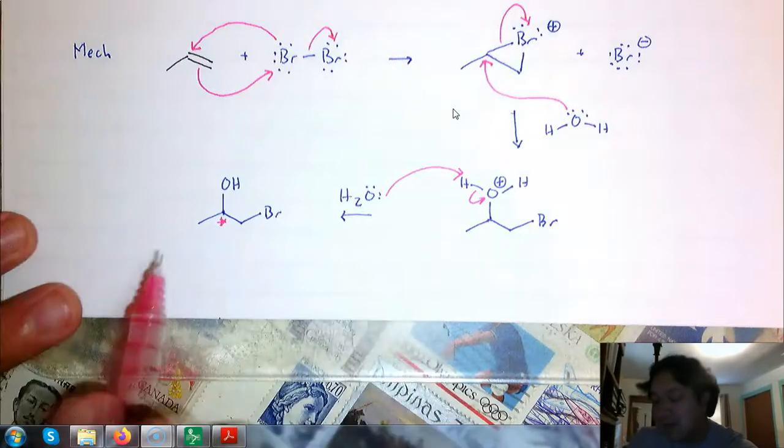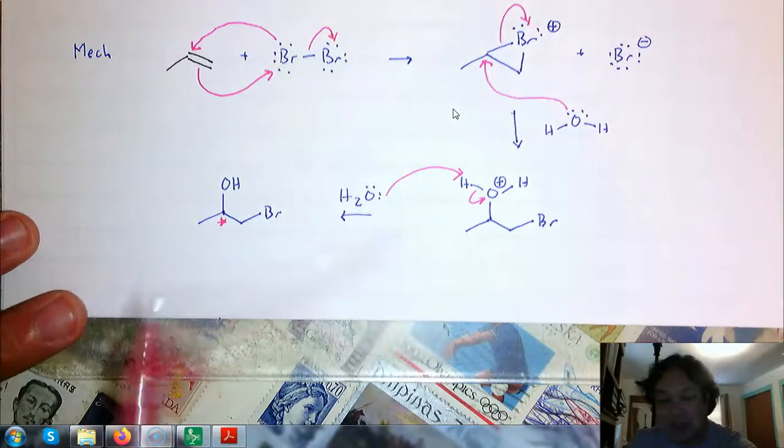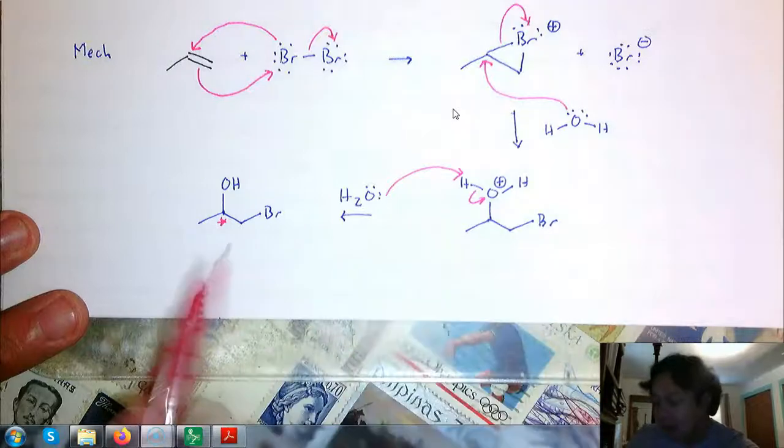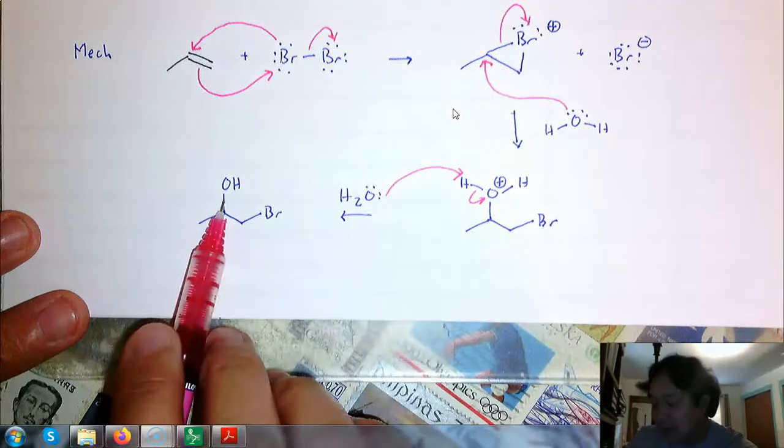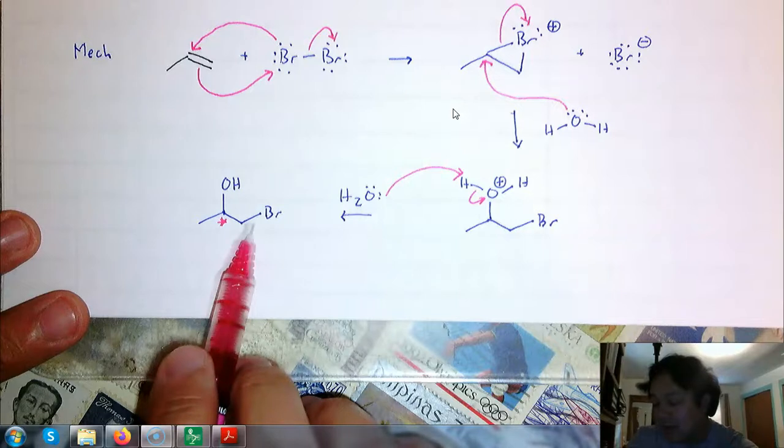So if I ask you to draw the products with wedges and dashes when appropriate, you're going to have one molecule that has wedge OH and one molecule that has dash. No wedges and dashes here because that carbon is not chiral.